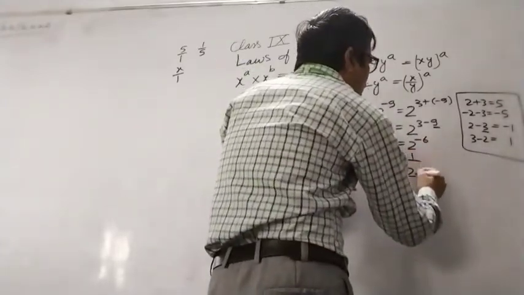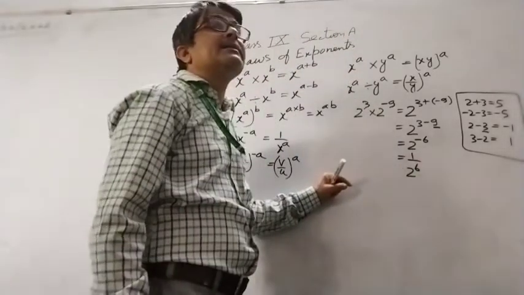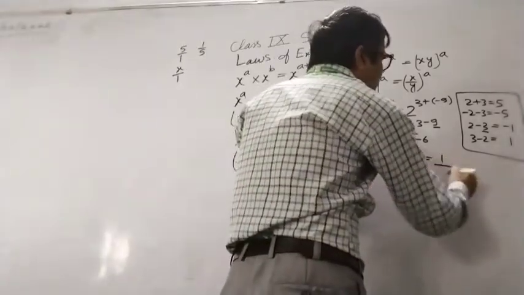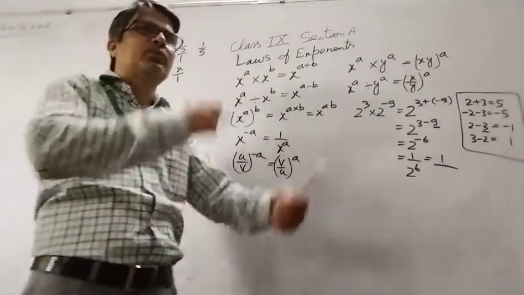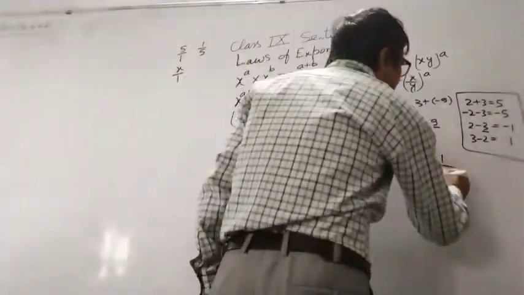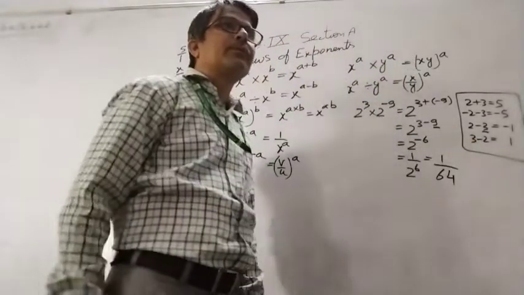It will become 1 upon 2 power 6. And then you will multiply 2 six times: 2 into 2 into 2 into 2 into 2 into 2, six times. What will it be? 64.